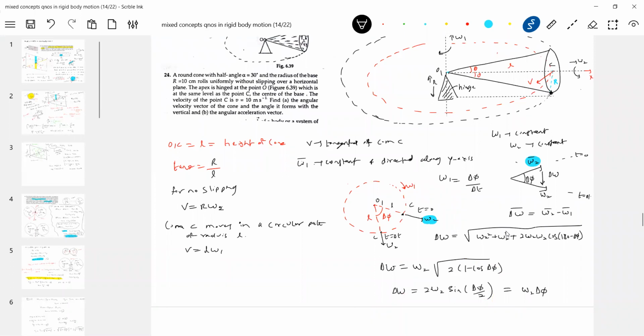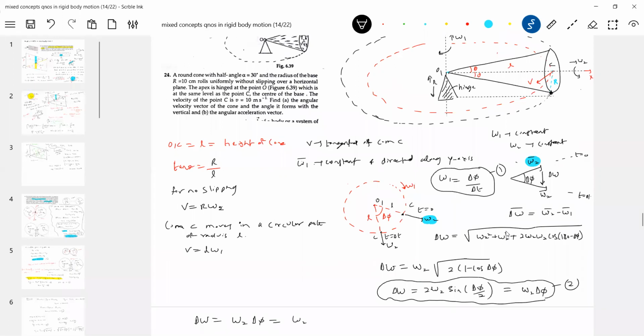Keep it here. How do you define angular acceleration? What is finally delta phi? What you can write: omega 1 into delta t. I think I have almost all the data in front of me. I'll call this 1, and this 2. Therefore, we can write delta omega is equal to omega 2, and delta phi, what you can write is omega 1 into delta t.